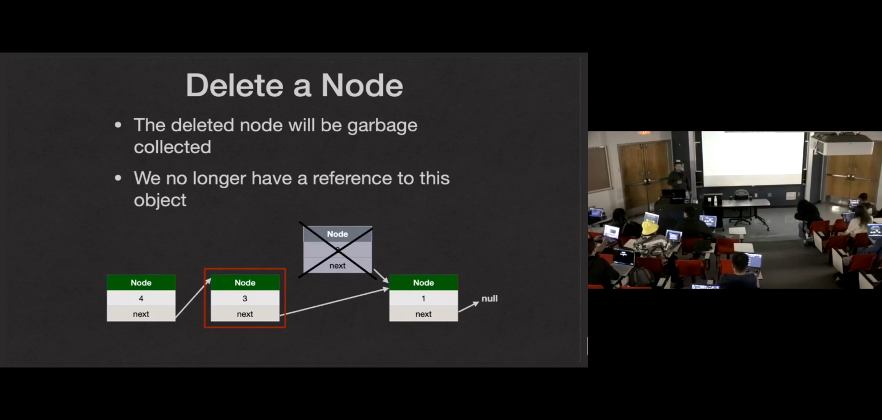Wait, so is it like we're skipping over it or fully deleted? It will be deleted by Java. We're just skipping over it. Okay. So we don't actually delete it. There's nothing where we actually delete this node. We're updating the value stored in this variable, and that's it. That's deleting a node in a linked list.